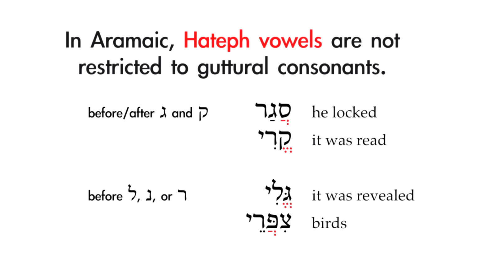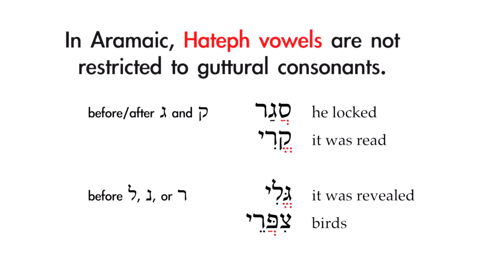Look at your screen with me. On your screen, you're going to see two sets of examples, an upper set and a lower set. In this first set up here, you're going to see that the Hatef vowels can appear before or after gimel or qof in a particular word. So look at the two examples on the right in this first row. You have sagar and qari. Notice the Hatef pathach located under the samekh here, and the Hatef segol located under the qof here.